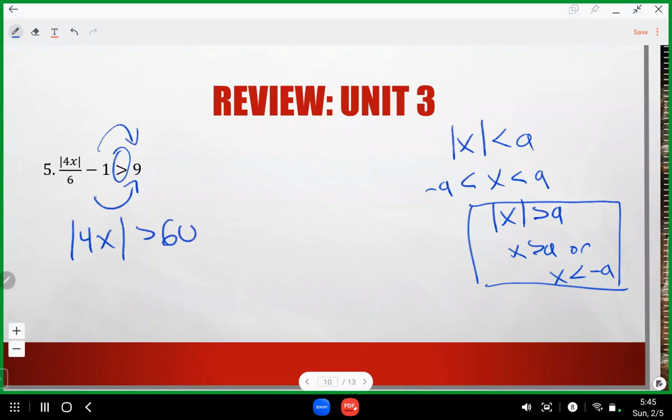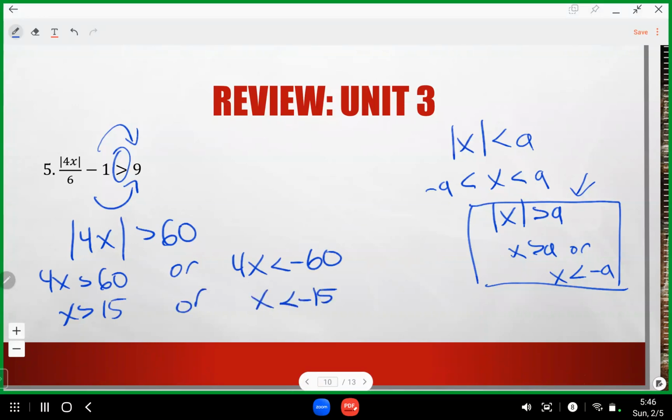what is this, 60. But as you can see in our bit of information here, if the absolute value of something is greater than your number, it's not going to be in between. It's going to be x is greater than a or x is less than -a. So instead, what you're having here is 4x is greater than 60 or 4x is less than -60. And in that case, x is greater than 15 or x is less than -15. So it is not in between.